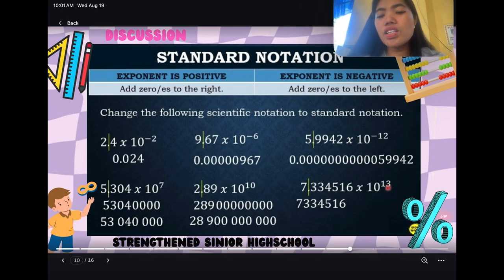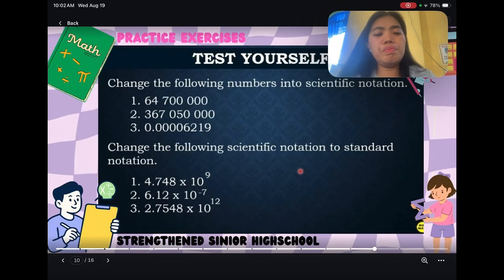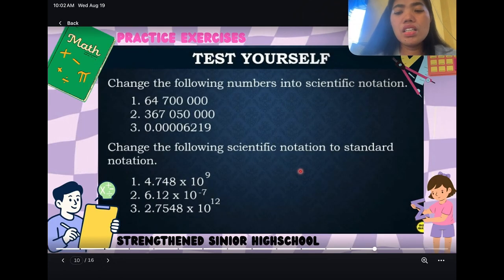The next we have 7.334516 times 10 raised to the power of 13. So how many zeros will you add? 1, 2, 3, 4, 5, 6. So you will add 7 zeros to the right. Okay, so you are going to answer this one.